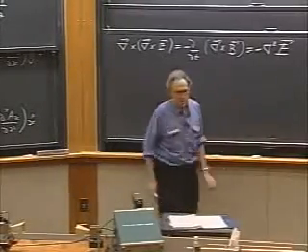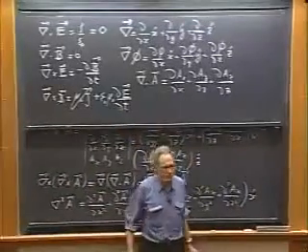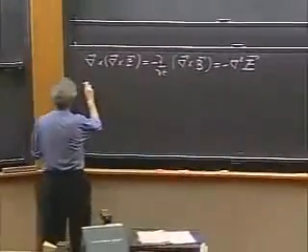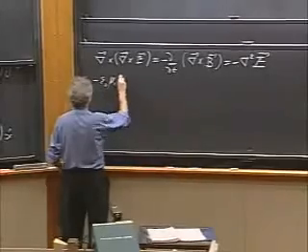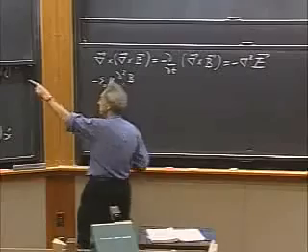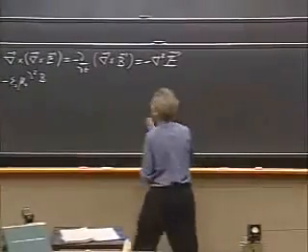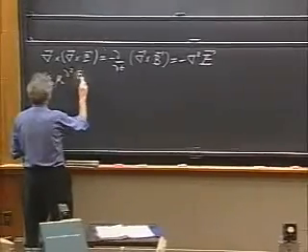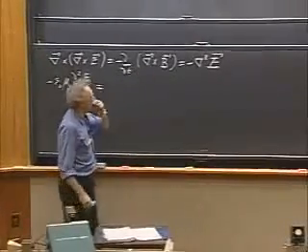Now the curl of B is epsilon 0 mu 0 dE/dt. So when I take the time derivative, I get minus epsilon 0 mu 0 times d2E/dt squared, so that is this part.